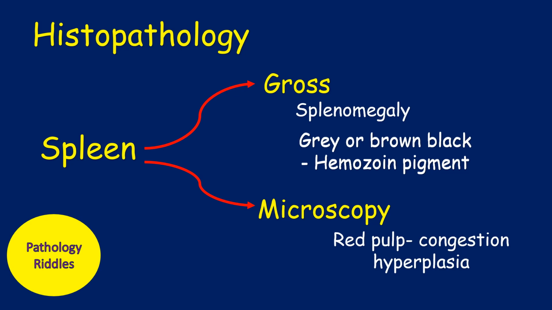The other findings that we see in malaria infection are in histopathology. In spleen, there can be marked increase in size. Cut surface may show gray or brown pigment. Microscopy will show red pulp congestion and hyperplasia of macrophages with increase in splenic size.